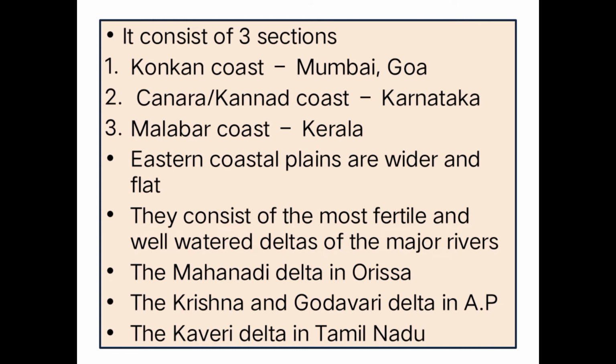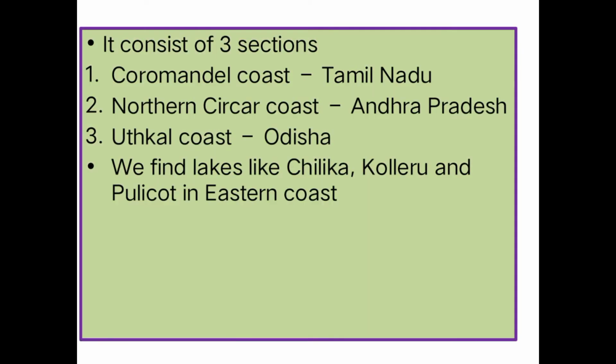The east side, which is wider and flat, consists of the most fertile deltas because here we have the Mahanadi, Godavari, Krishna, Kaveri, Tungabhadra. All these drain into the Bay of Bengal. It consists of three sections: the Utkal coast, the northern Sarkars, the Koramandal coast. Koramandal coast in Tamil Nadu, northern Sarkar in Andhra Pradesh, Utkal in Orissa. We also find the freshwater lake Kolleru and the saltwater lakes Chilka and Pulicat.